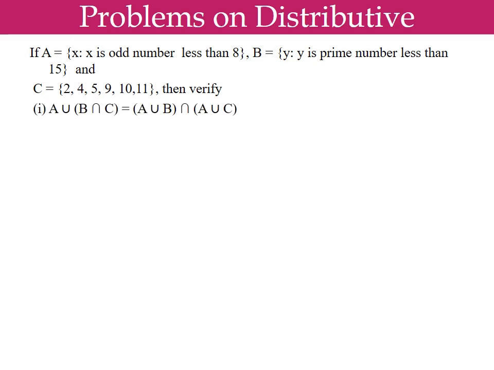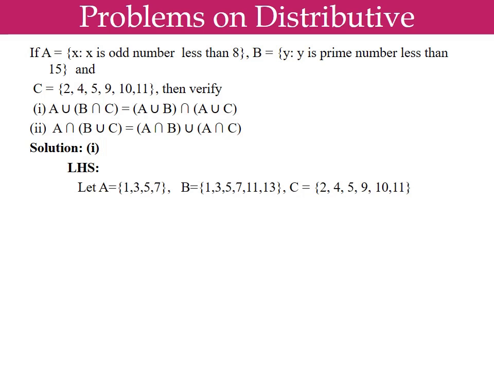Then verify. This is first distributive law. A union B intersection C is equal to A union B intersection A union C. The second one is A intersection of B union C is equal to A intersection B union A intersection C. Right? How to solve this? So first define what is A. A is 1, 3, 5, 7. B is 1, 3, 5, 7, 11, 13. And C they given 2, 4, 5, 9, 10, 11.